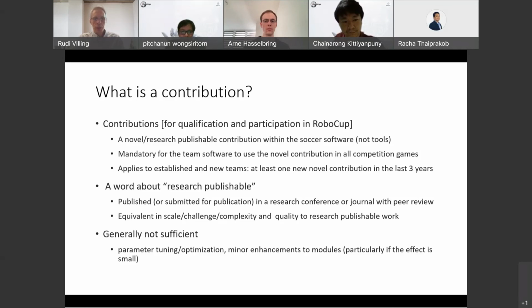So what is research publishable? That it is published in research in a conference or a journal is clearly research publishable. But it doesn't have to be published. If it's not published, maybe some engineering works or some software engineering works are not suitable for publication. Maybe there's insufficient scientific or theoretical novelty to them. But in that case, they must be equivalent in the scale, challenge, complexity, and in their quality to research publishable work. So it cannot be a small thing, it must still be a significant piece of work.